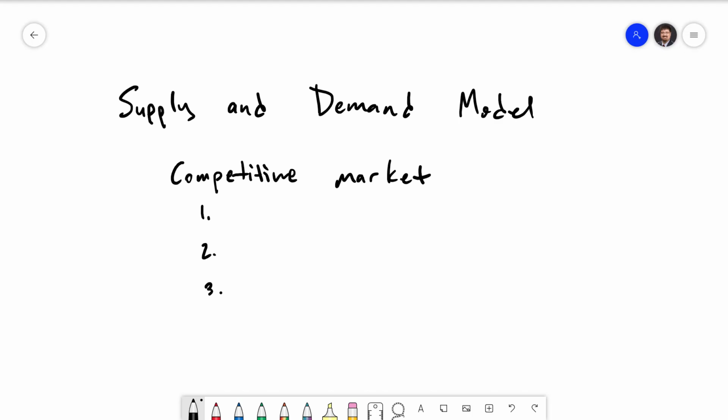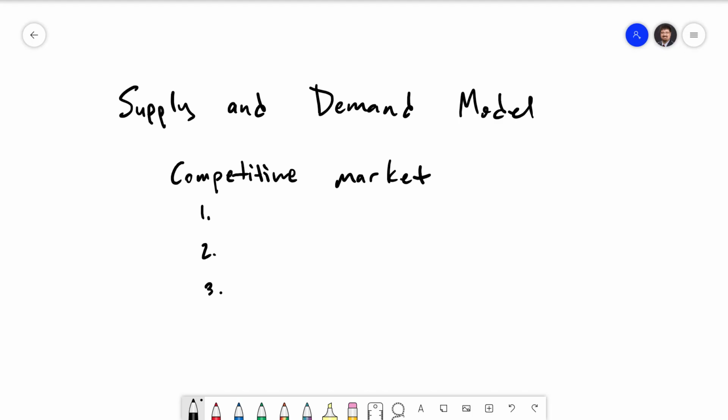Now, what do we mean by competitive? The buyers as a group determine the demand, and the sellers as a group determine the supply. That is not to say that there is any kind of communication or cooperation between the buyers and the sellers, but it's their collective actions that determine the supply and the demand.